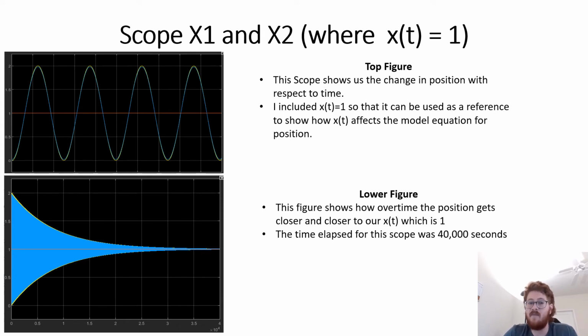At the top, I modeled simply position from time to 50, and in the bottom, you can see that I modeled up to 40,000 seconds. And as you can see in the bottom left-hand corner, it tries to approach 1.